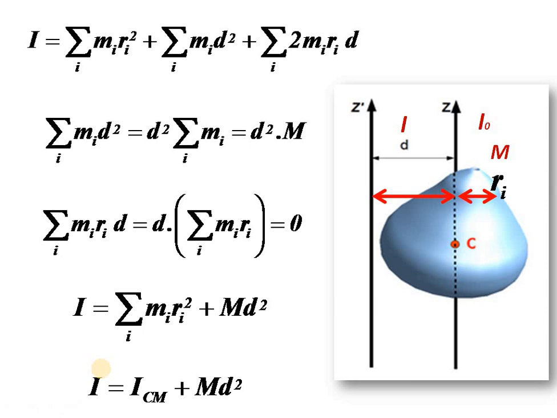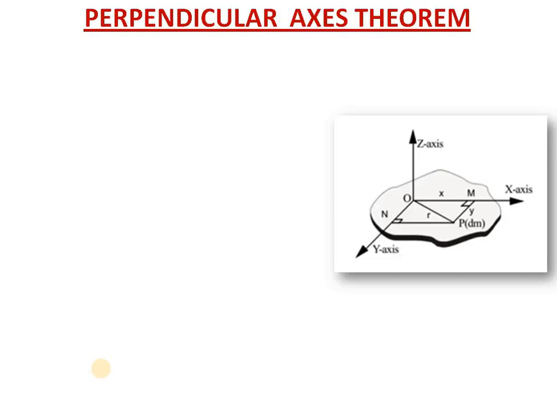So we stated the theorem, explained the theorem, and subsequently we could prove that this is exactly true. Hope the idea is clear, hope the derivation is clear. Now let us move to the second theorem, that is called the perpendicular axis theorem.